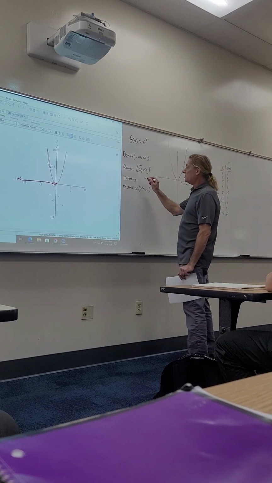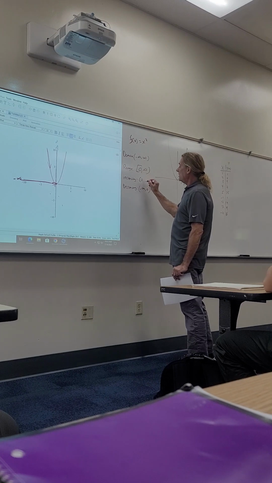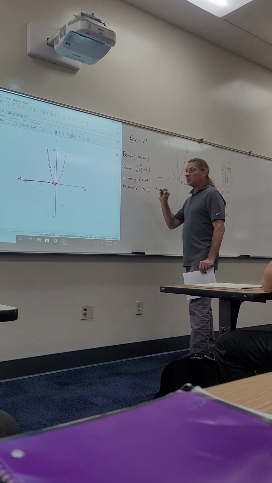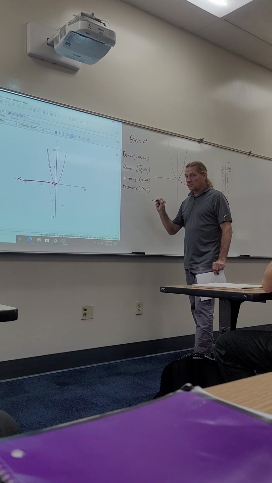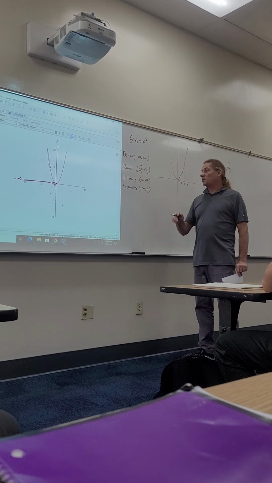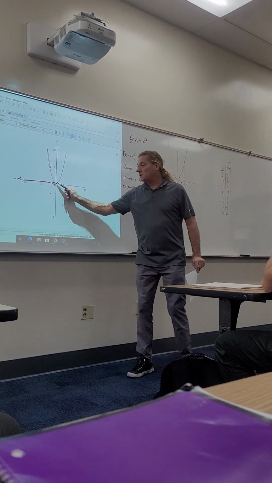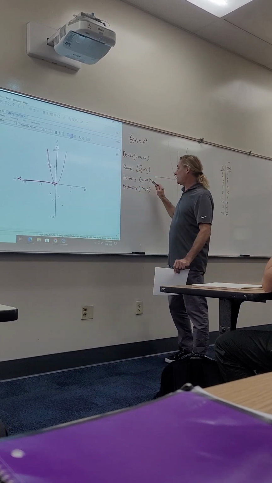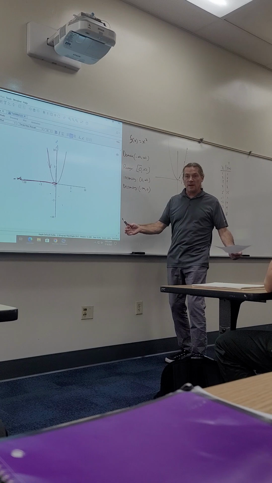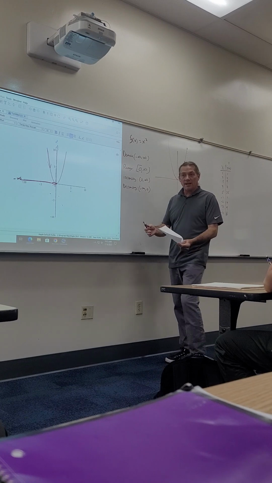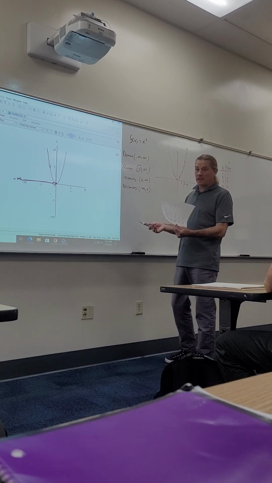So therefore, it's increasing from 0 to infinity. Is everybody good with that? So why would you not include 0 with increasing or decreasing? Which one would you put it in? Since it can't be in both, because then it's not well defined, right? It's got to be in one or the other, and it can't fit in either one, so we leave it out.